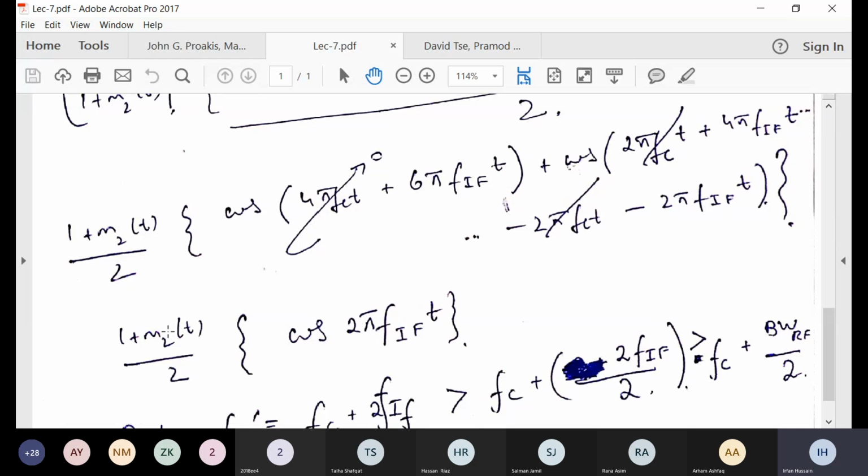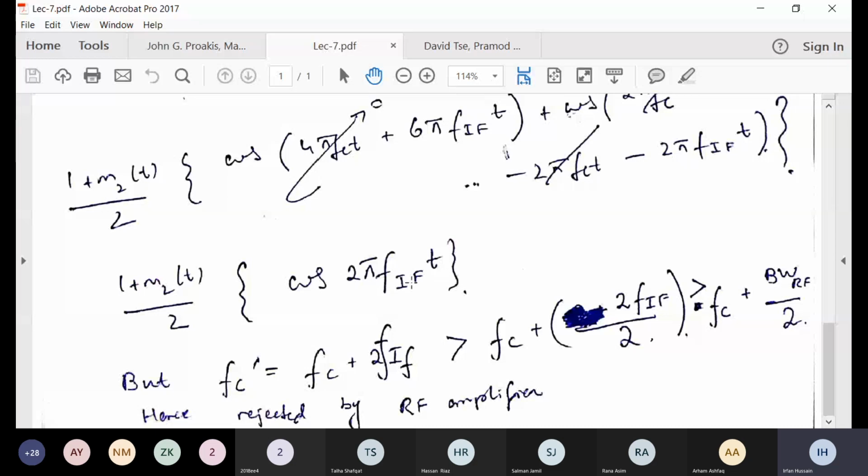Now, how to get rid of this M2T, which is at the image frequency? We make use of the RF amplifier. We know that this FC dash is equal to FC plus 2 FIF, or 2 times the intermediate frequency. But you can see that this frequency will always be less than the carrier plus 2IF divided by 2. So this will always be greater, because this frequency is just 2IF divided by 2. This is half of this factor.